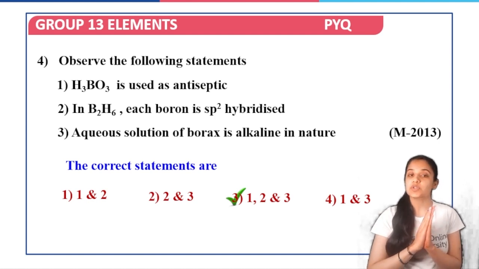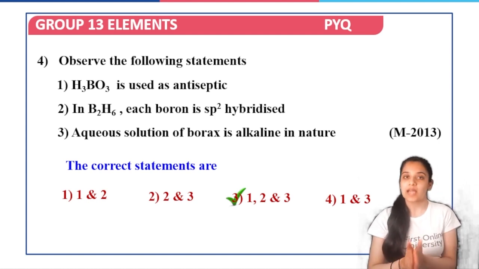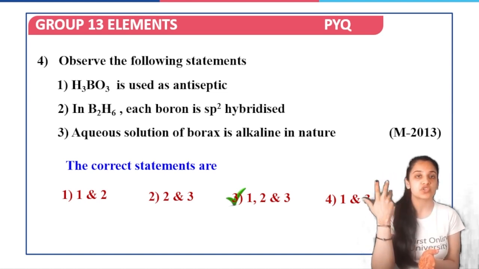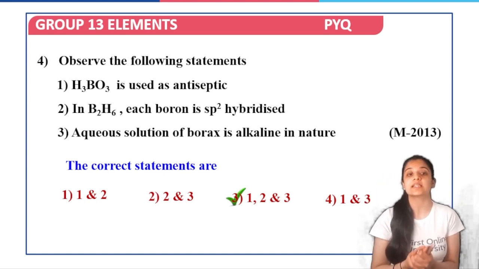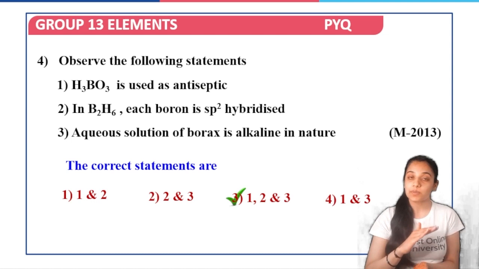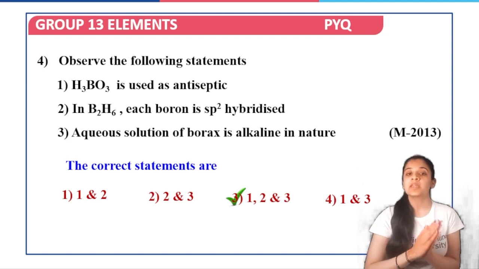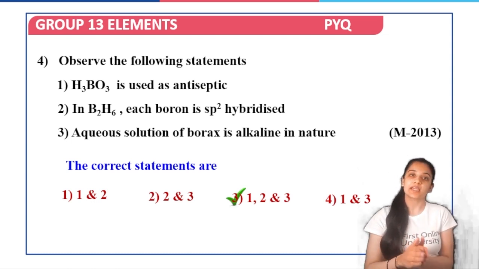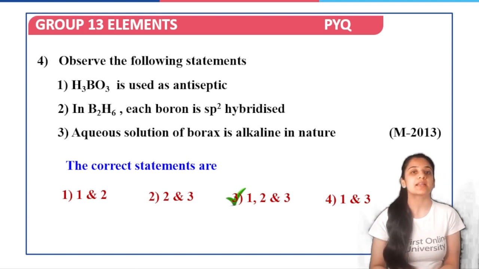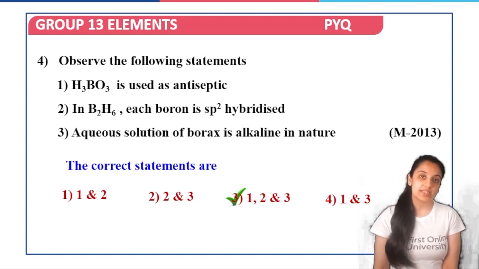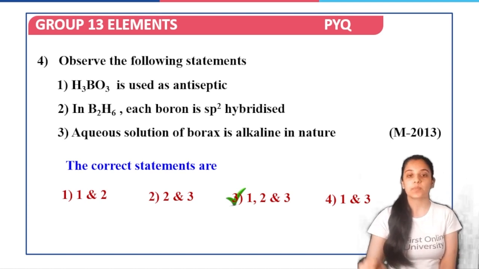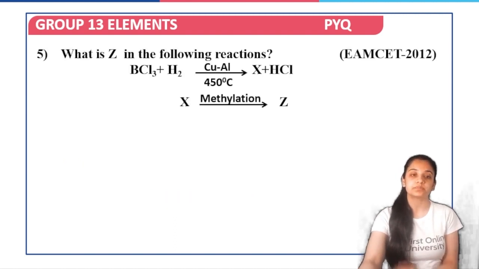So statement 1, that is boric acid used as an antiseptic for eye infections, we have already discussed. Yes, that's the correct statement. Statement 2 is also correct. And statement 3, that is aqueous solution of borax is alkaline in nature. This is a property of borax that we have already discussed. So all these 3 statements are correct. Okay, so option C is the correct answer.